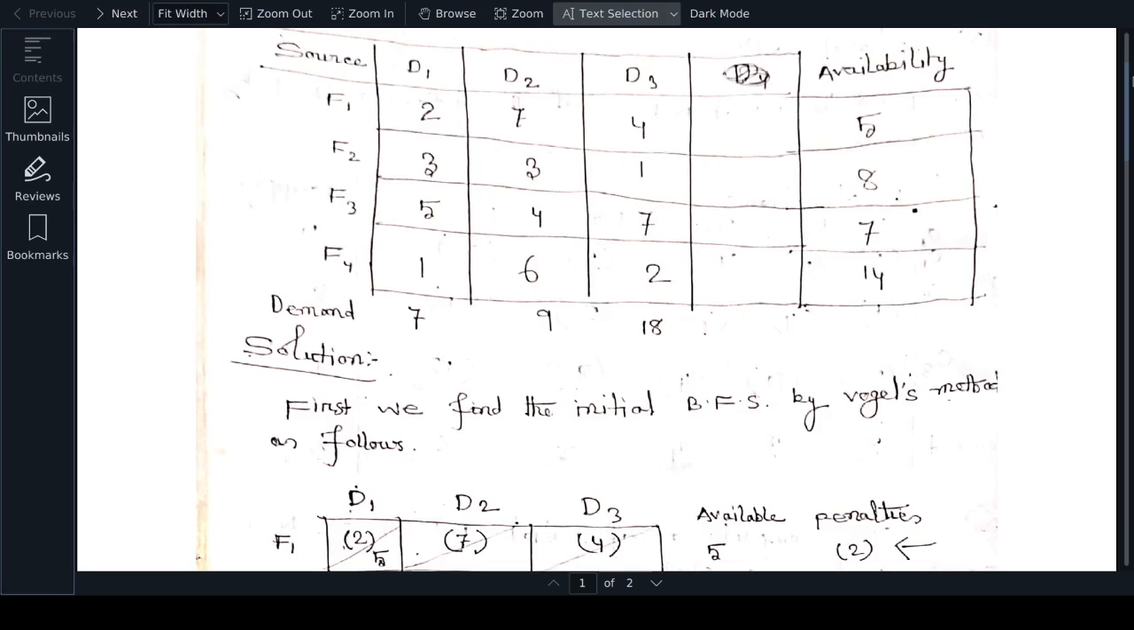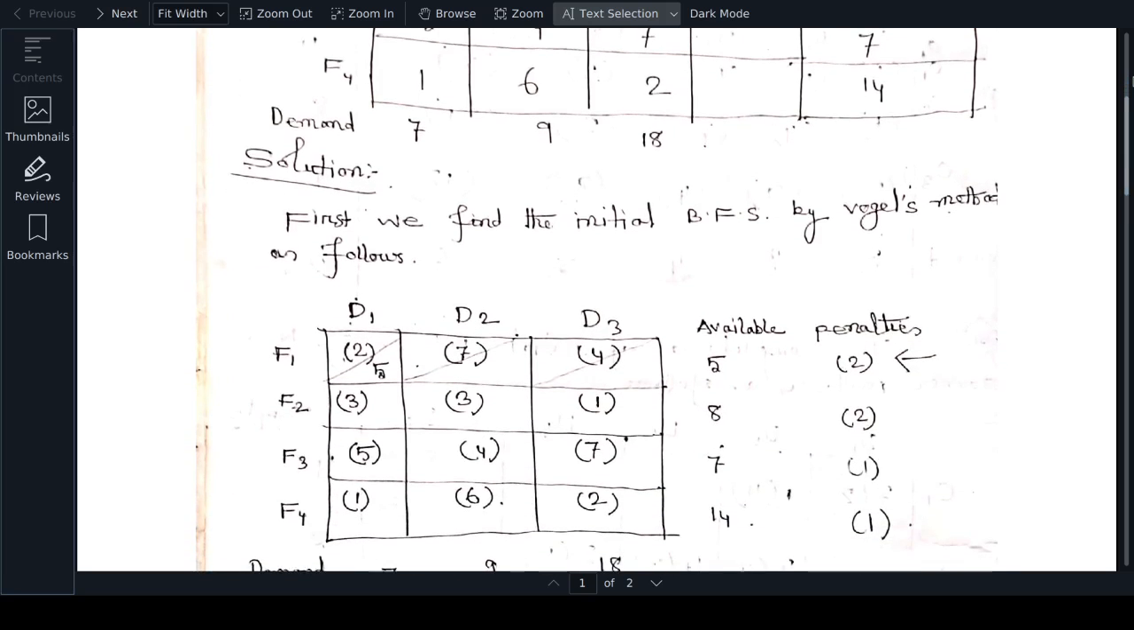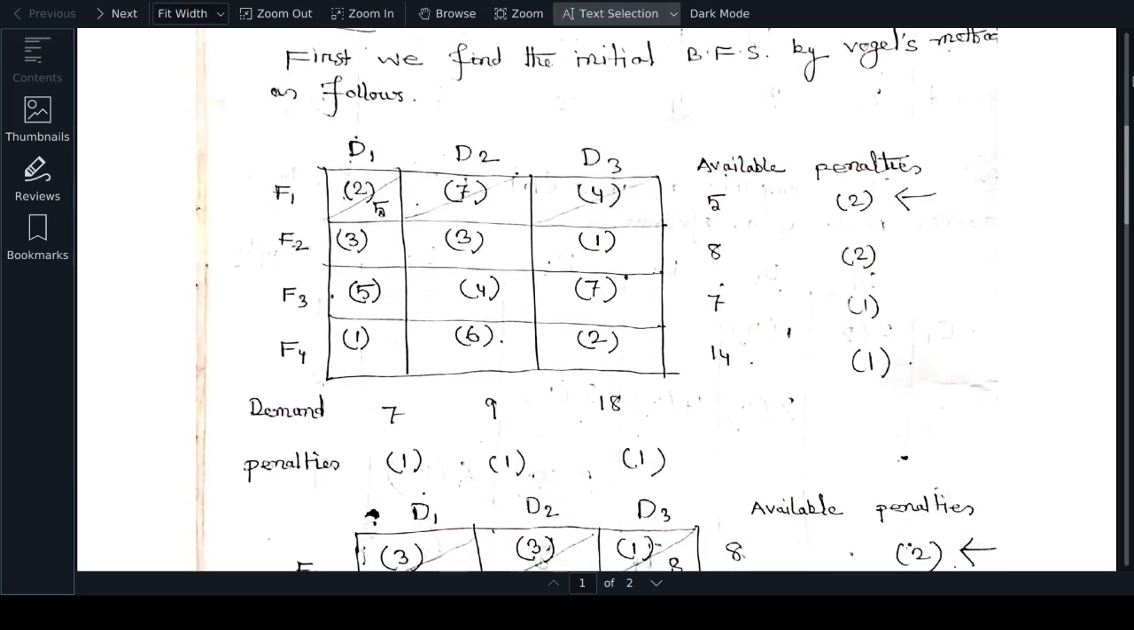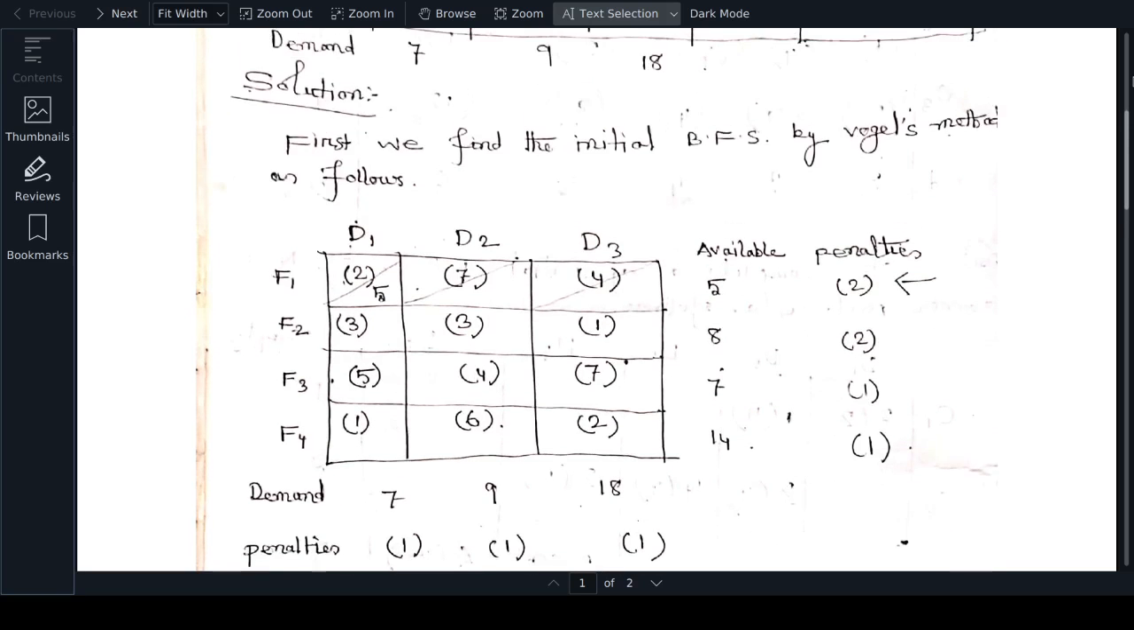So actually the question is to solve the following transportation problem by Vogel's method, which is sometimes called the unit cost penalty method, right? Before solving the transportation problem, first you check whether our transportation problem is balanced or unbalanced, right? So how to check the balanced and unbalanced transportation problem?